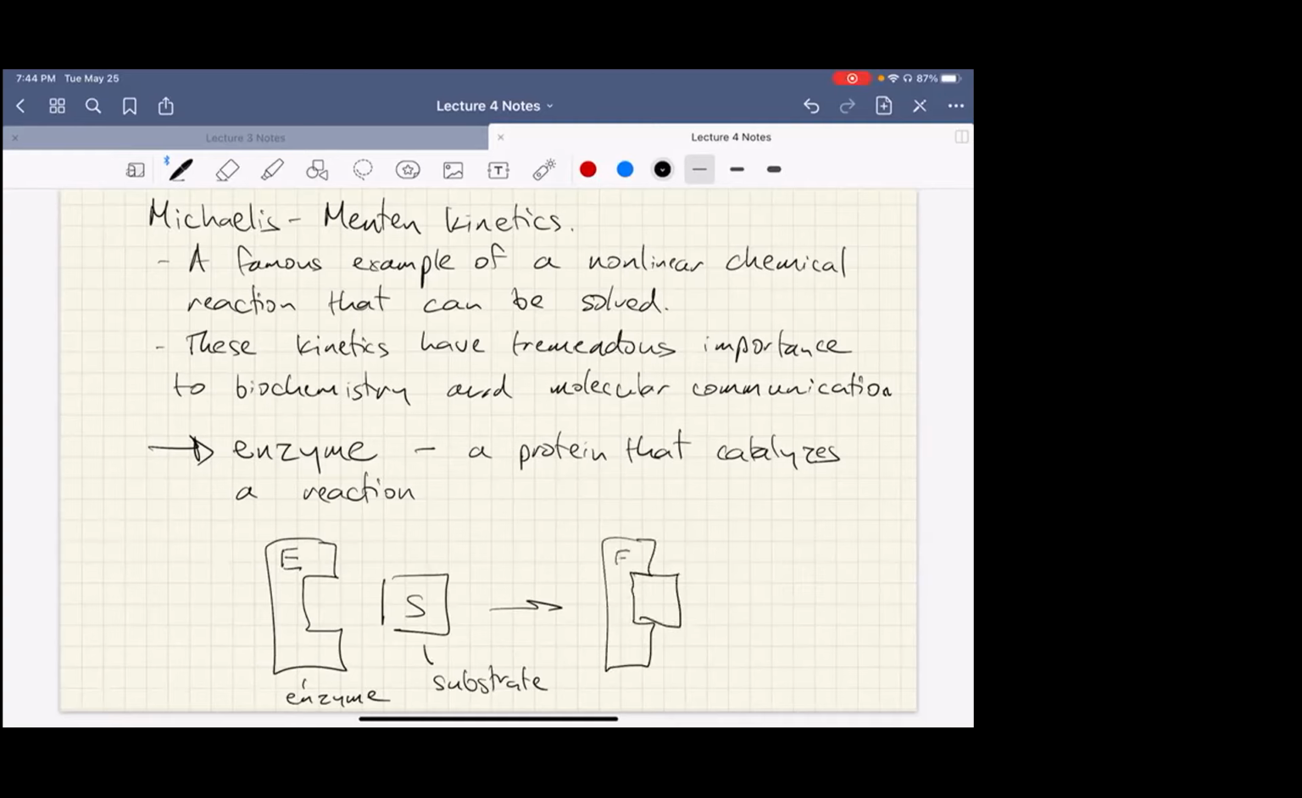And then the enzyme will act on the substrate to produce something that's going to come away from the enzyme, but it's going to be something different. This is going to be called the product. So this is definitely something different. I'm drawing it a different shape, and I'm going to call that the product.